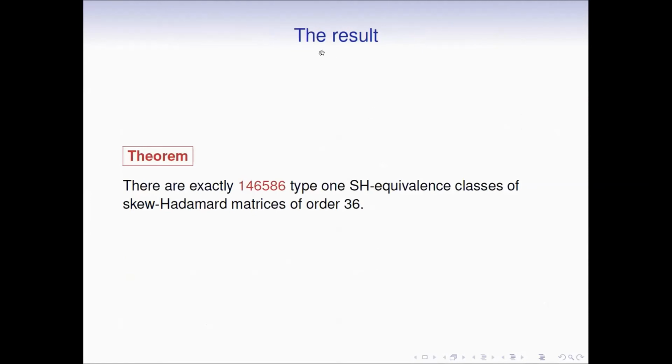Here is the summary of the result. It shows that there are exactly 146,586 type 1 Skew-Hadamard equivalence classes of Skew-Hadamard matrices in order 36. I don't know exactly how many Skew-Hadamard matrices were known before this classification. Maybe, if I remember, less than 100, something like that. Okay.